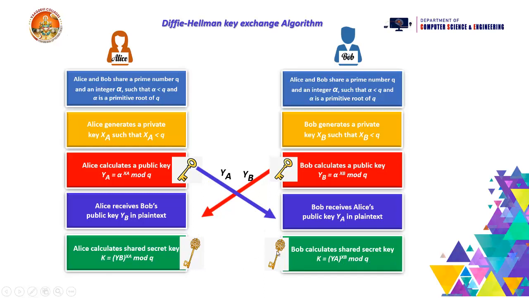Now both users generate the secret key. Both keys are equal now, meaning both users are going to get the same secret key. By using this secret key, the messages are encrypted and decrypted between Alice and Bob. This is the Diffie-Hellman key exchange algorithm. We will see one example.